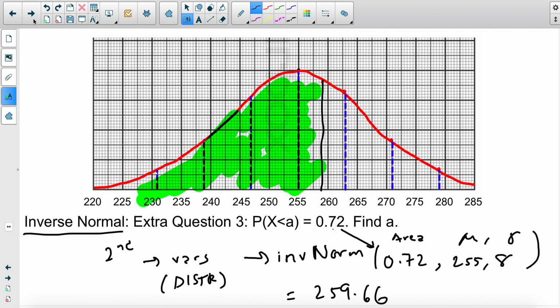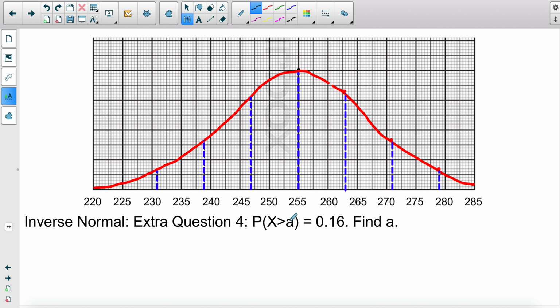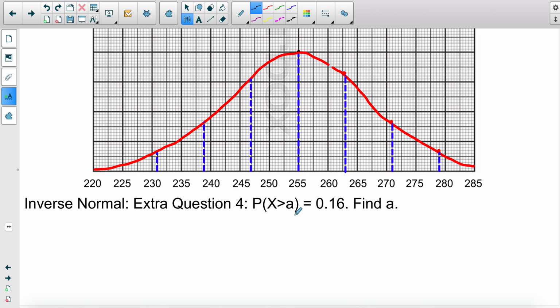And the last part of this video is when you have a greater than area. This is slightly tricky, so try to understand that the calculator will only give you a less than area. When we wanted to find the normal CDF, we could actually specify the lower and upper bounds, but with inverse normal, the lower bound will always be negative infinity and then up to your upper bound. Therefore, if I wanted to find a specific A such that the area above is 0.16, the calculator will give me the reverse of the area.